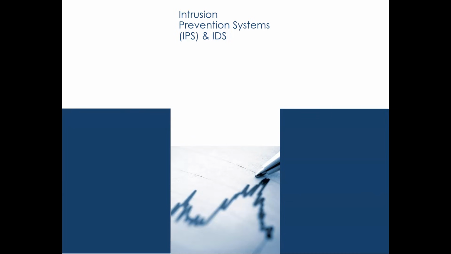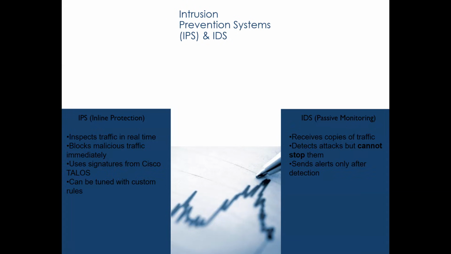Intrusion prevention systems: IPS and IDS. IPS inspects traffic in real time, blocks malicious traffic immediately, uses signatures, and can be tuned with custom rules. IDS receives copies of traffic, detects attacks but cannot stop them, and sends alerts only after detection. Modern Cisco devices integrate IPS into the firewall for single pane management.